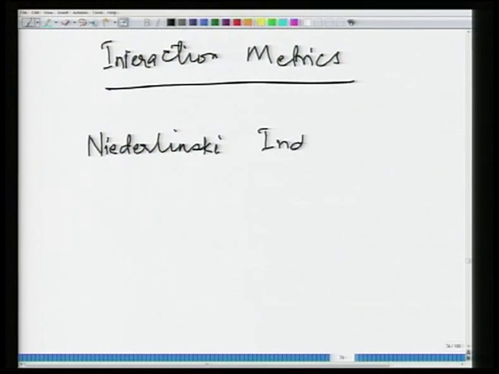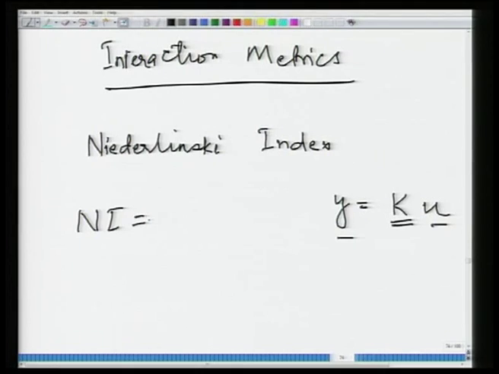and by definition, if I have a steady state open loop equation y is equal to k times u, where k is the gain, then the Linsky index is defined as determinant of k divided by product of the diagonal terms of the gain matrix k.